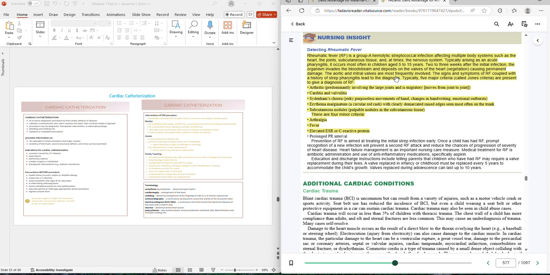Okay, rheumatic fever is always coupled with strep throat. Okay, so make sure you understand what happens right here. Acute pharyngitis is very contagious. They get that, and then that bacteria settles down onto the valves of the heart, causing rheumatic fever.